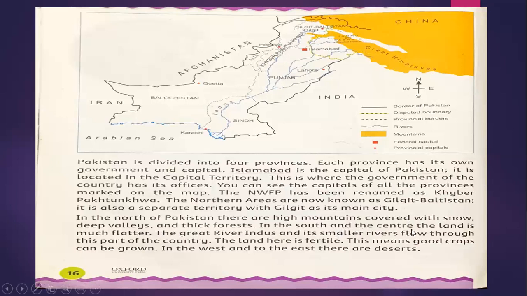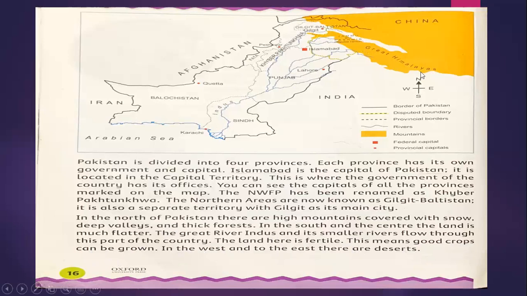What's in the center? The land is much flatter. Here, this area, land is flatter. Here are high mountains. Here, flatter. I will show you the pictures. The great river Indus and its small rivers flow through this part of the country. The land here is fertile. This means good crops can be grown. When there is flat land and water, then good crops can be grown in this area.